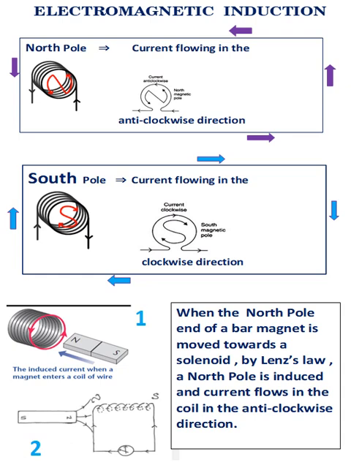In diagram 1, the north pole end of a bar magnet is brought near a solenoid. By Lenz's law, a north pole is induced and current flows in the anti-clockwise direction. In diagram 2, the north pole end of a bar magnet is brought near a solenoid. By Lenz's law, the nearer end is induced north pole and the further end south pole. In the nearer end where north pole is induced, current flows in the anti-clockwise direction.